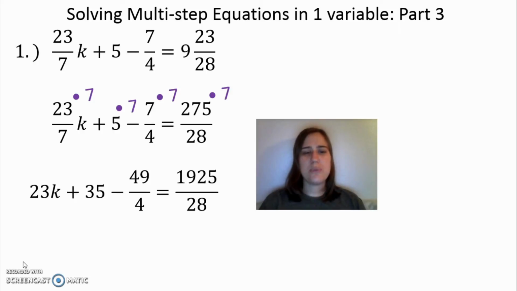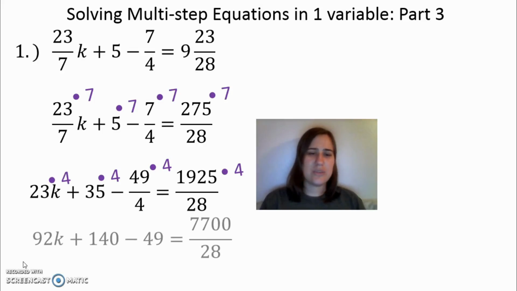I tried to reduce both of those fractions, and it doesn't really work. So we're stuck with them for a little bit longer. Let's multiply everything by 4 and see if we can kill that second fraction. So we multiply 23k times 4, 35 times 4. We don't multiply 49 times 4 because we get to kill that fraction, which is going to be awesome. So we get to cancel the 4 that's on the bottom with the 4 that's on the top, and they just go away. And then we do have to multiply 1,925 times 4.